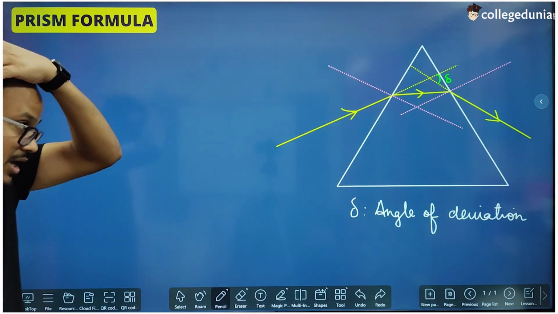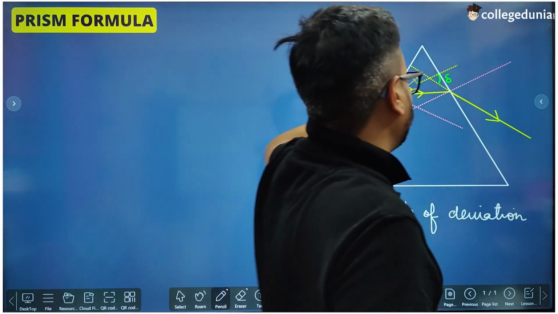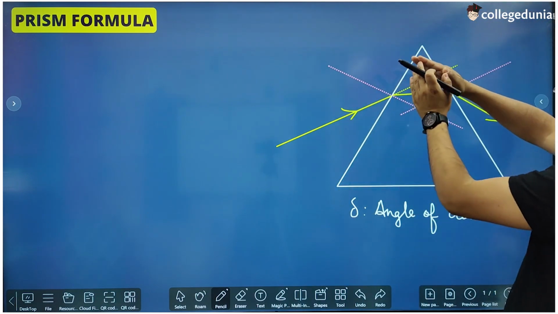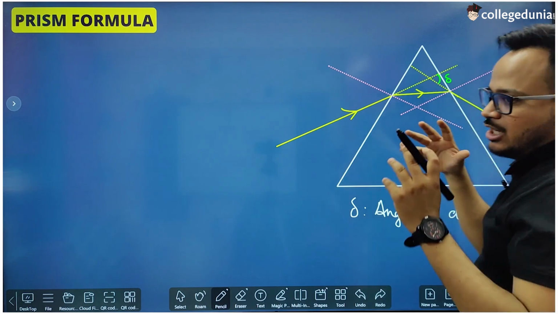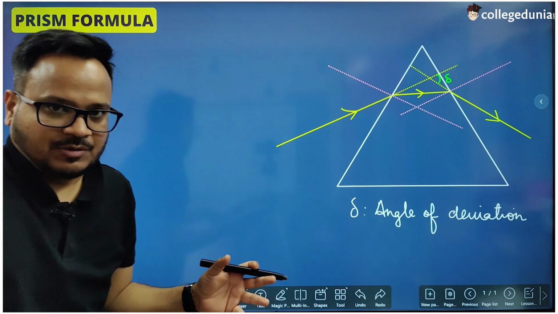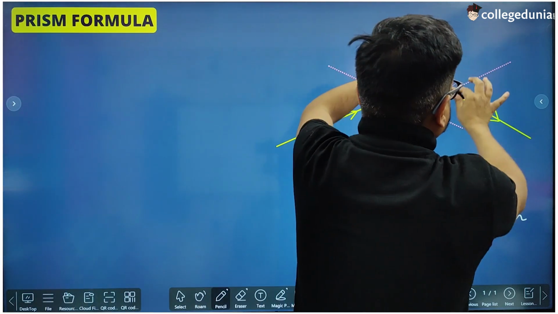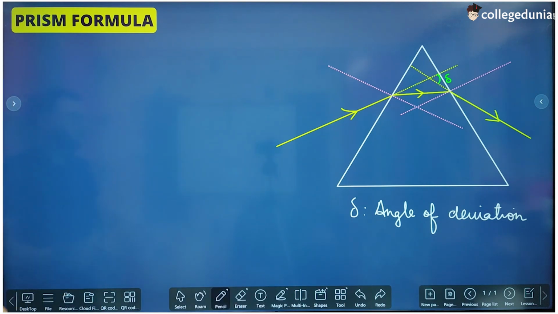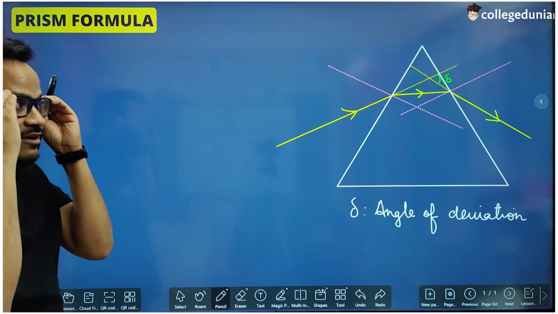Angle of deviation. Why? Because the ray was coming along this path, right? And due to the presence of prism, the final path of the ray was this. So what is the total bending that occurs in the path of the ray due to the presence of the prism, right? So delta is the total bending which occurs in the path of the ray due to the presence of prism. So this is called the angle of deviation.